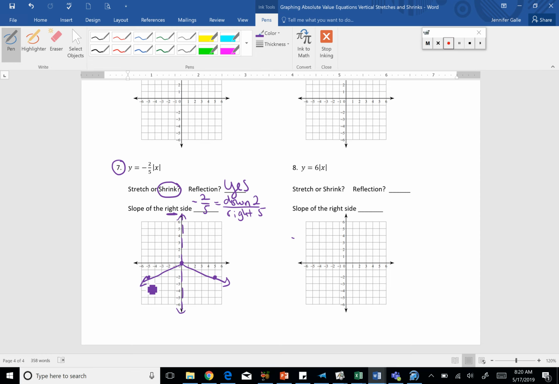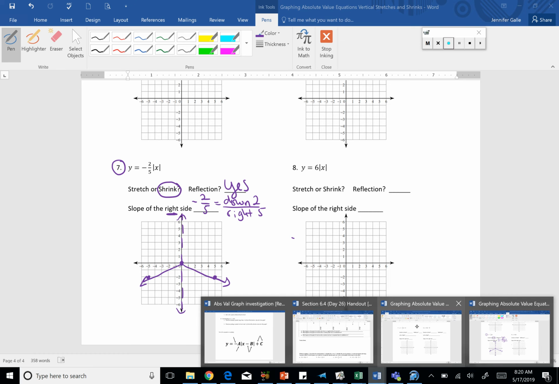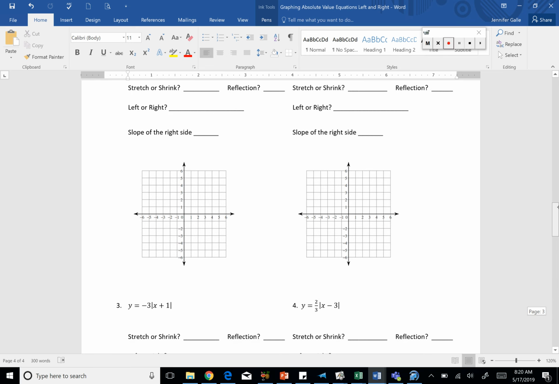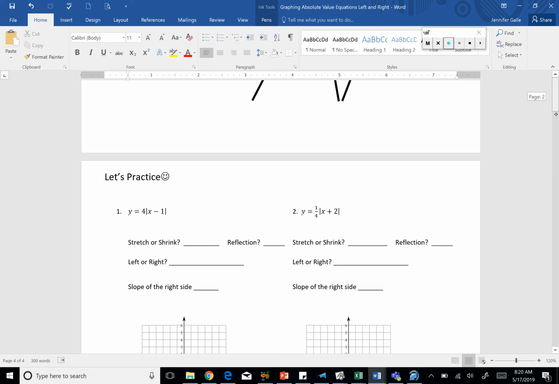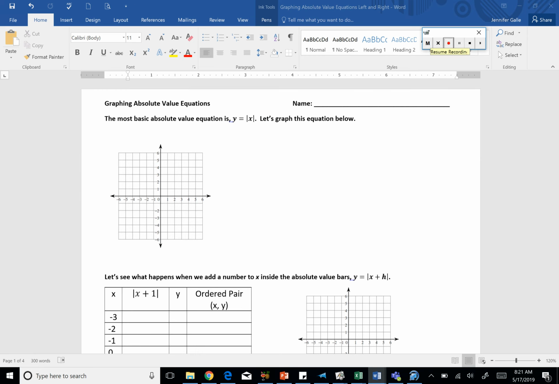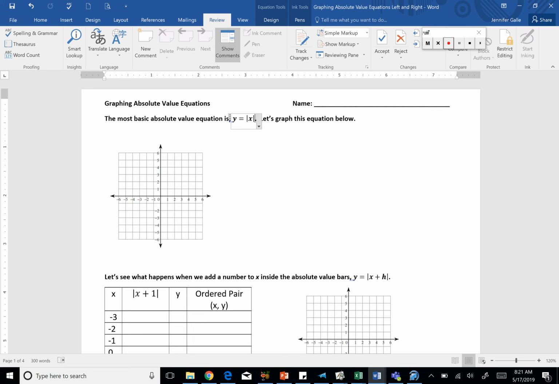So now what I want to do is I'm going to give you guys a second packet, and don't freak out about it. I've already decided to shorten it from what I made it anyway, because yesterday took a little bit longer. Alright, so if we're looking at our second packet, what I have first off, just that refresher on what the most basic absolute value equation looks like.